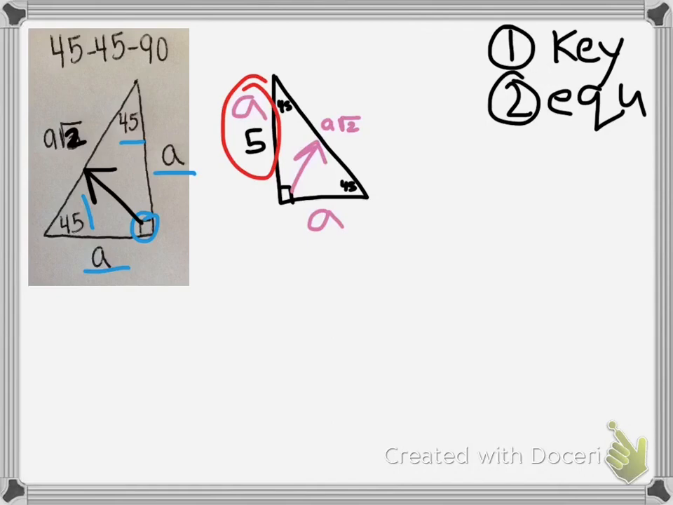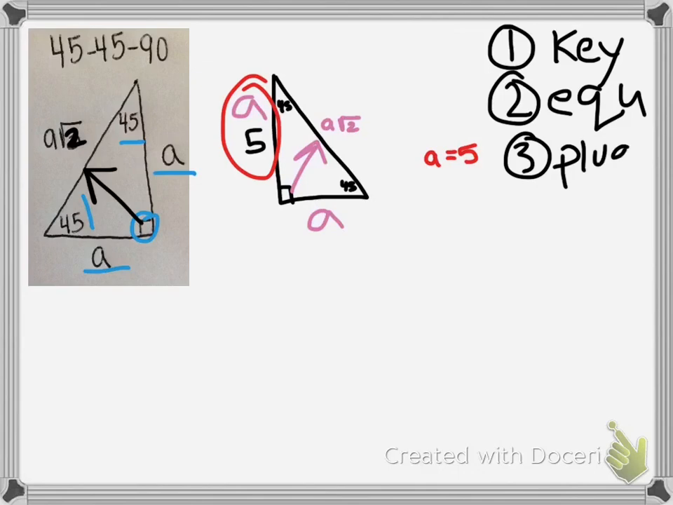So our equation is going to be A equals 5. Now you might be thinking that's not really an equation. It is, it's just a very easy equation. And on our step 2, the equation, we also want to solve it. Hey, it's already done. That's why this is an easy one. So A is 5.